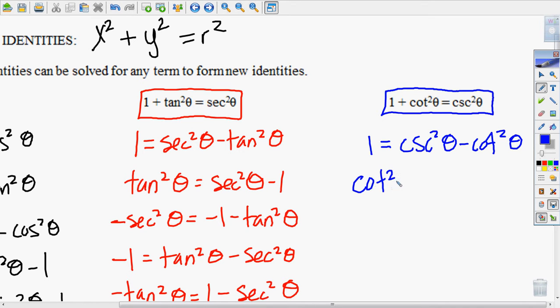If I wanted cotangent squared theta by itself, it becomes a negative 1. Good job. Minus 1. If I wanted a negative cosecant squared theta, what happens? They all change. Who all changes? The 1 and the cotangent. The 1 and the cotangent.